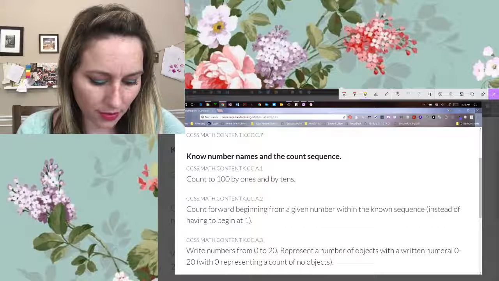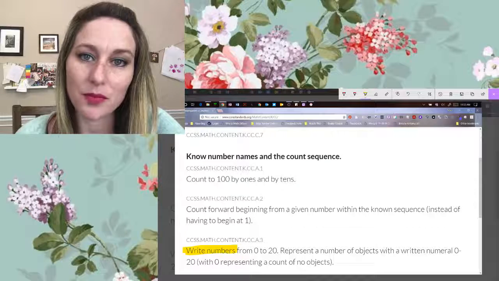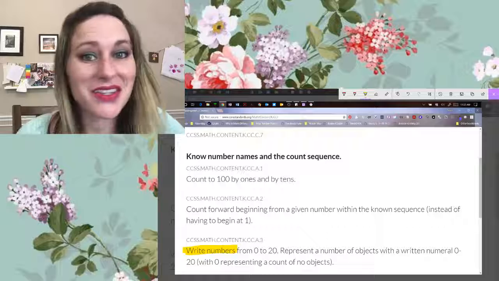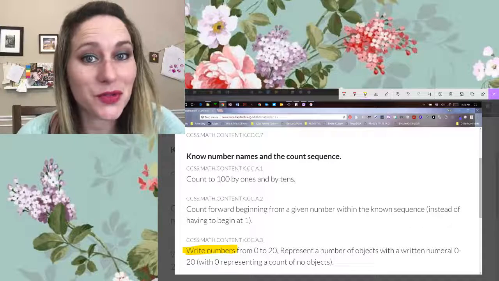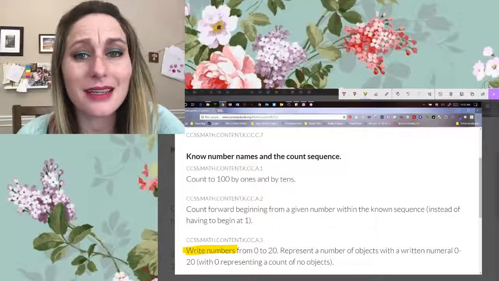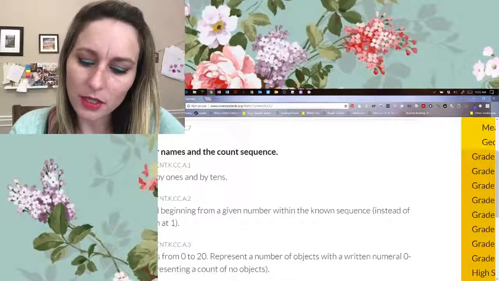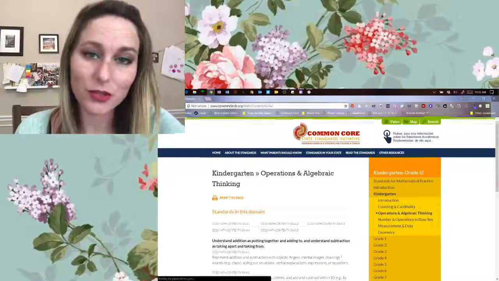I want to note CC3, which is where we expect students to write numbers from 0 to 20. This is a discrete skill. This is not embedded in the addition and subtraction standards. That means students may be able to add and subtract, but not write the numbers. Please assess these separately.